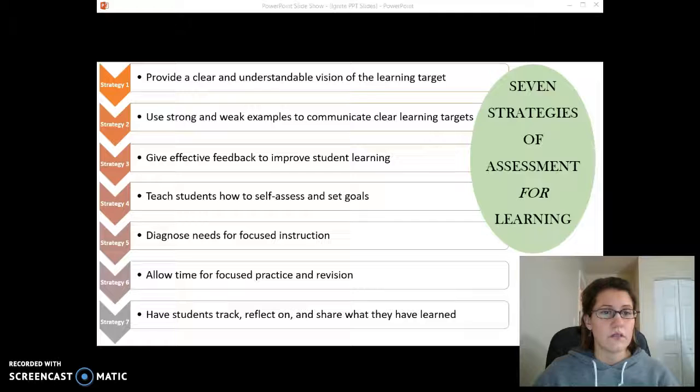teach students how to self-assess and set goals. Strategy 5, diagnose needs for focused instruction. Strategy 6, allow time for focused practice and revision. And finally, Strategy 7, have students track, reflect on, and share what they have learned.